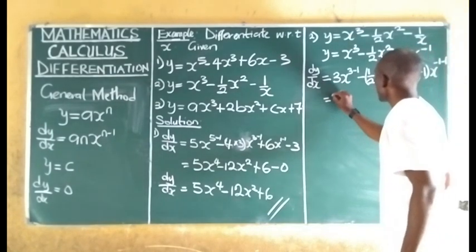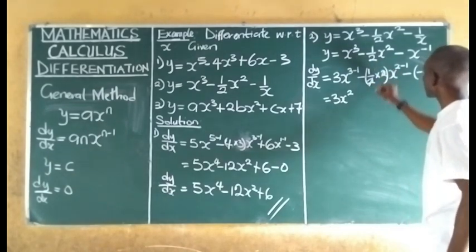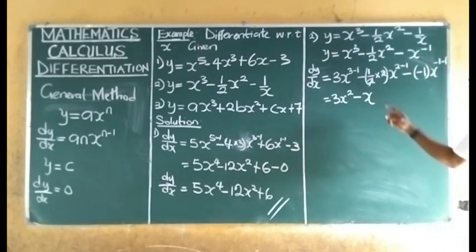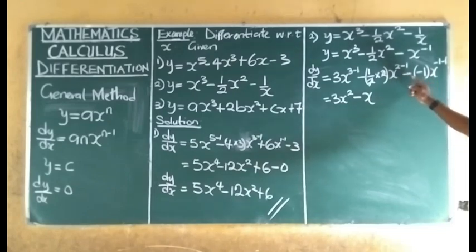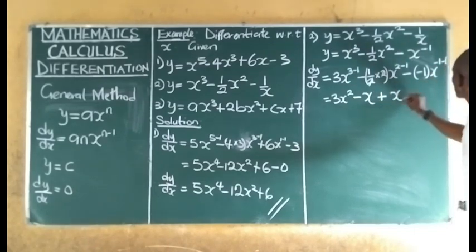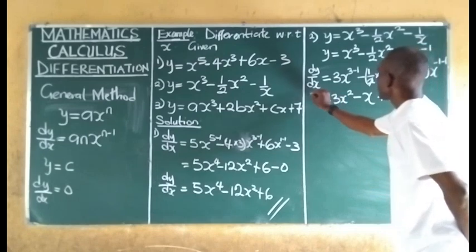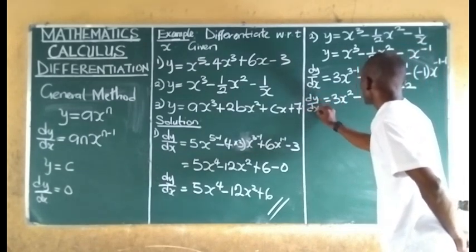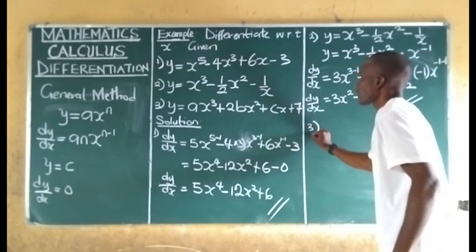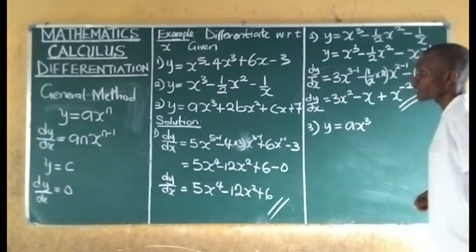So we have 3x raised to the power of 2. This multiplied by this can cancel this. We are left with minus x, 2 minus 1 is 1, so we leave it. Here we have negative 1 multiplied by negative 1. We have plus x raised to the power of minus 1 minus 1, which is minus 2. So dy over dx is equal to this.